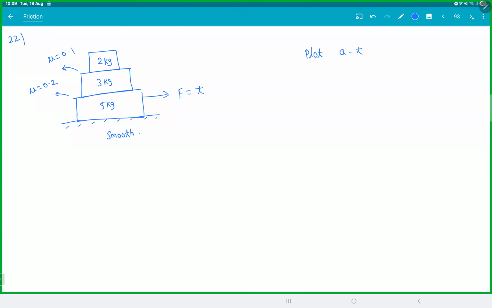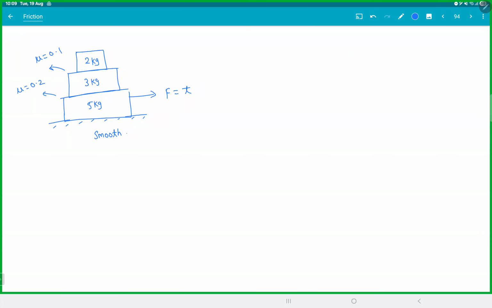Let's see the starting part. Let's see whether you got that right. You can check where it went wrong. If you got it, then keep going ahead. Assume all go together.